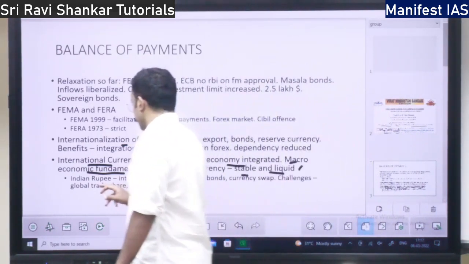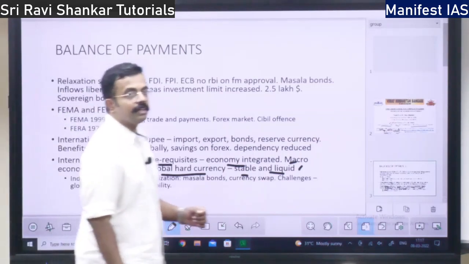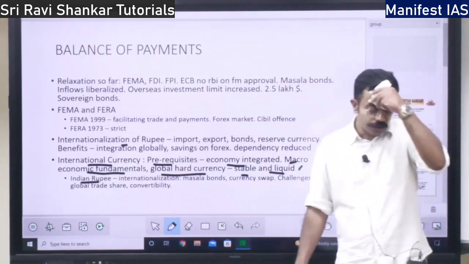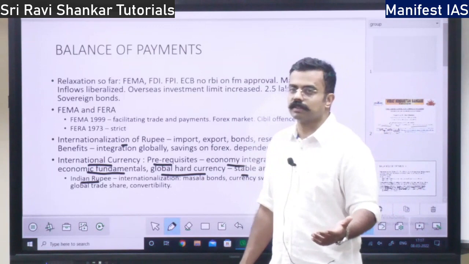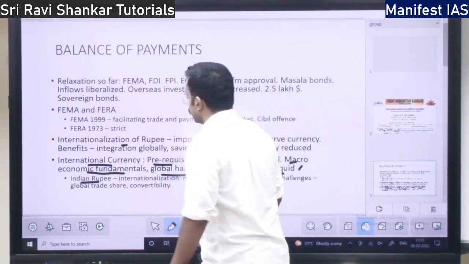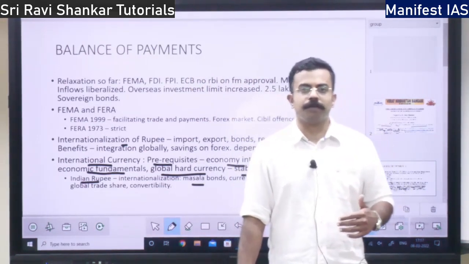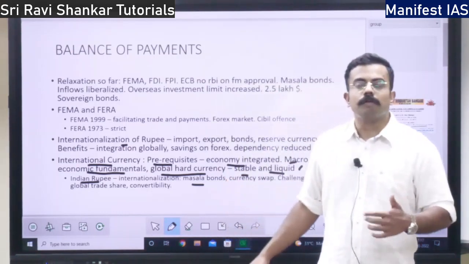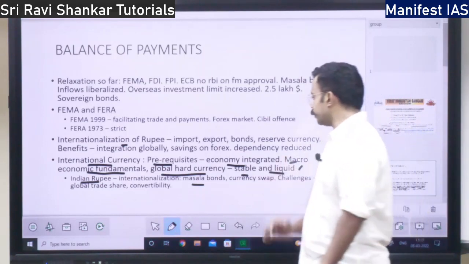Apart from that, Indian rupee internationalization. What have we done to internationalize the Indian rupee? The first thing we have done is to issue masala bonds. I have spoken about the topic of masala bonds in detail earlier. Issuing masala bonds internationalizes the rupee. Why? Because whatever dollar debt we are taking would be repaid in Indian rupee. So what does it make? It makes the Indian rupee famous across the world. That is the first point.